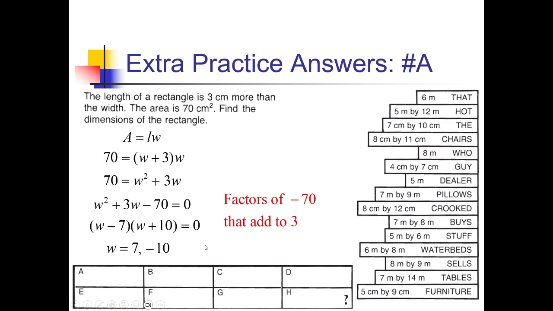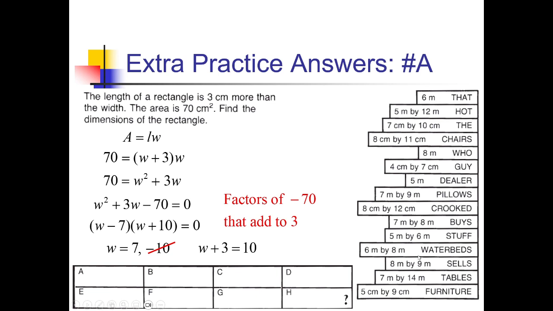Now we have to also think about kind of the real-life application of what's going on here. The W we just found is the width of some rectangle. 7 is okay. Negative 10 definitely not okay. We can't have negative dimensions. So I'm going to cross that off and not worry about it. So it's just 7 we're dealing with. And they wanted the dimensions of the rectangle, so we need the length as well. The length, remember, was W plus 3. So add 7 to 3, we've got 10. So 7 by 10 is what we're looking for, and this is in centimeters.